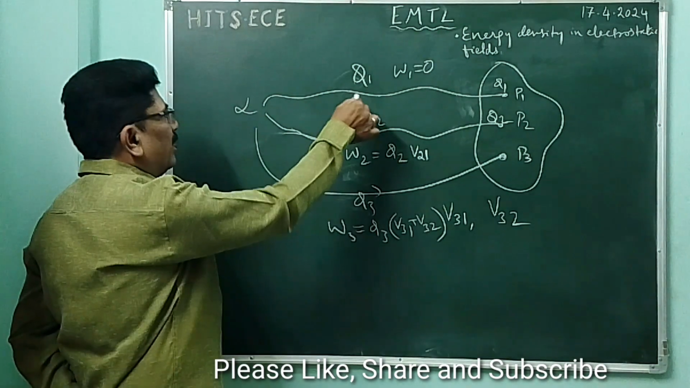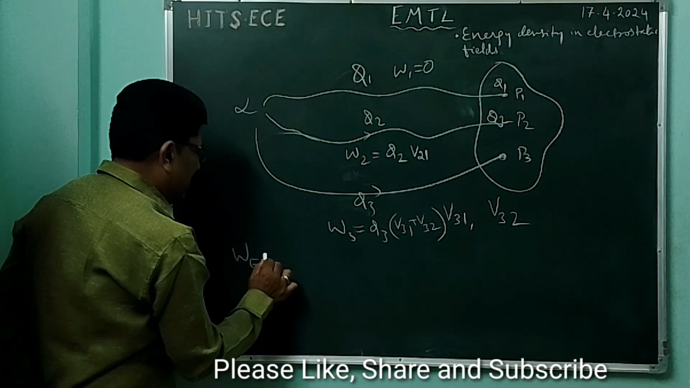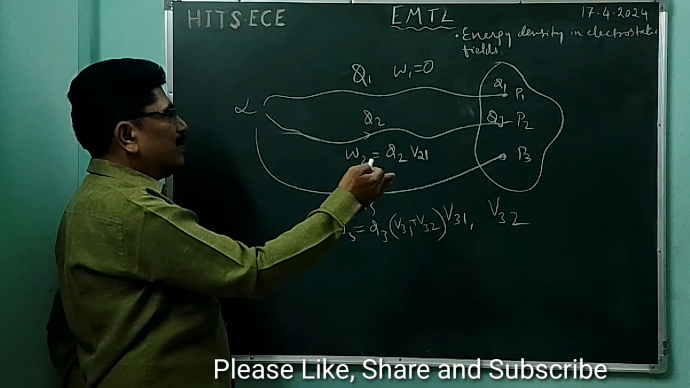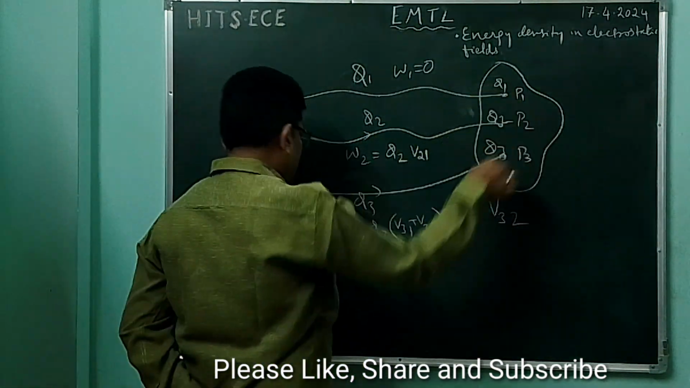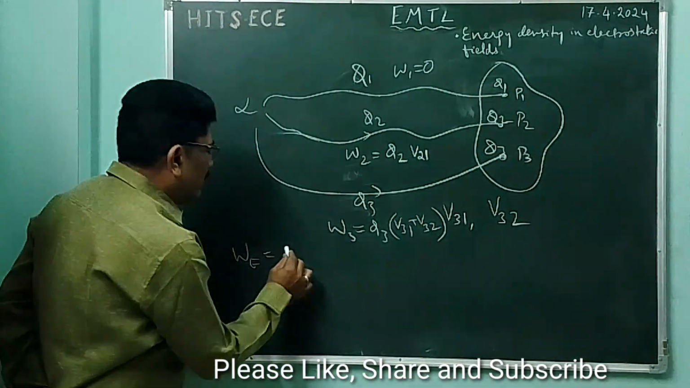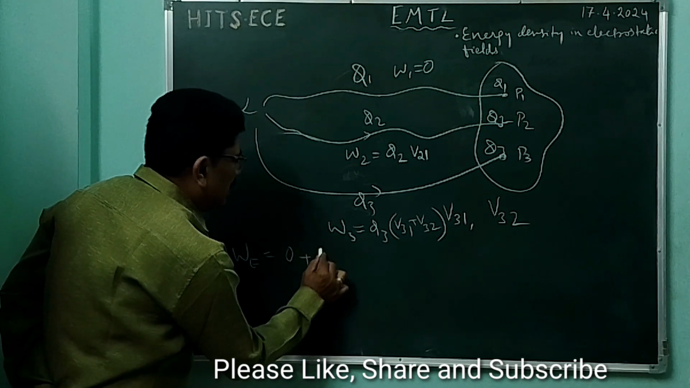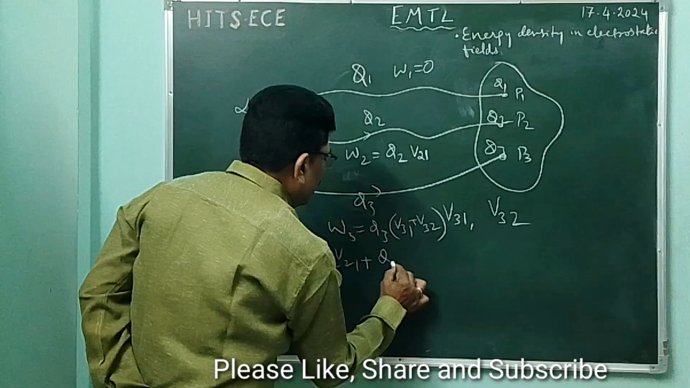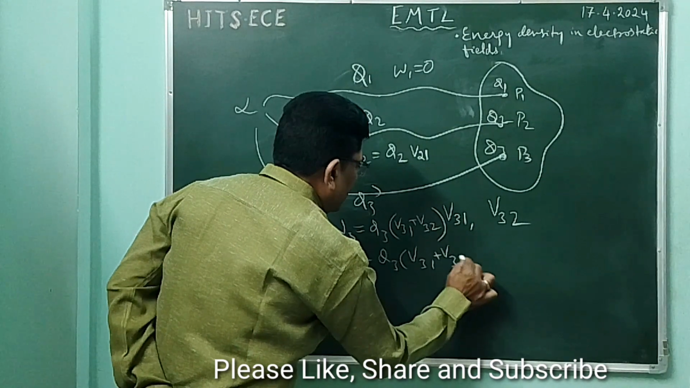So W1, W2, W3. The total work done in moving these three charges Q1, Q2 and Q3 from infinity to these positions, that is WE, is equal to W1, which is 0, plus W2, which is Q2 into V21, plus W3, which is Q3 into V31 plus V32.